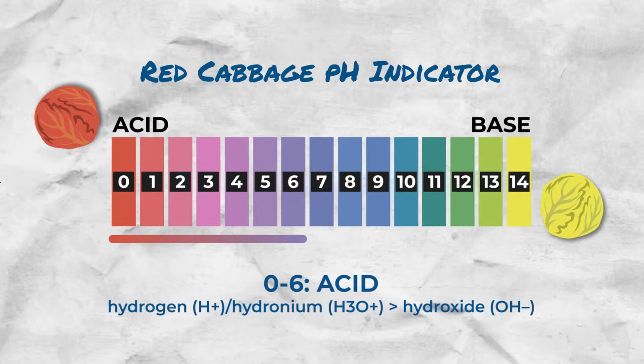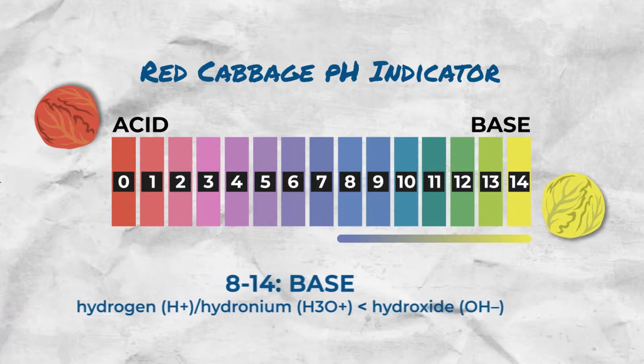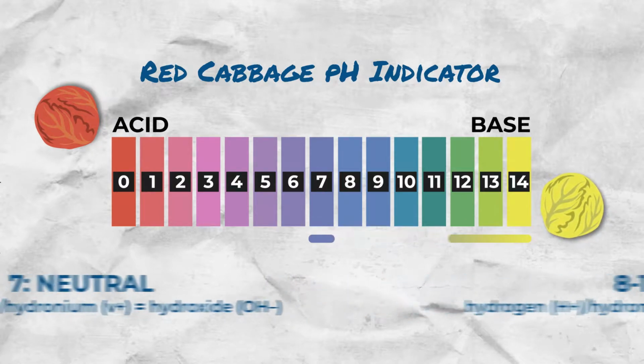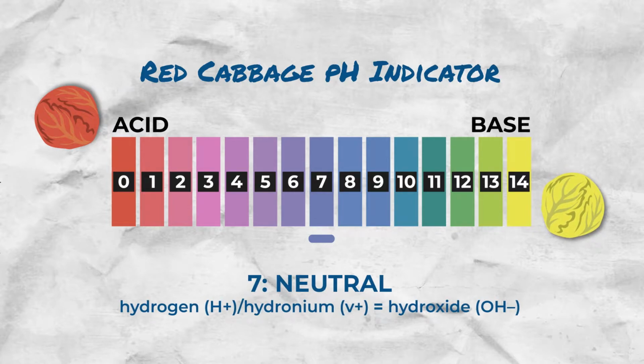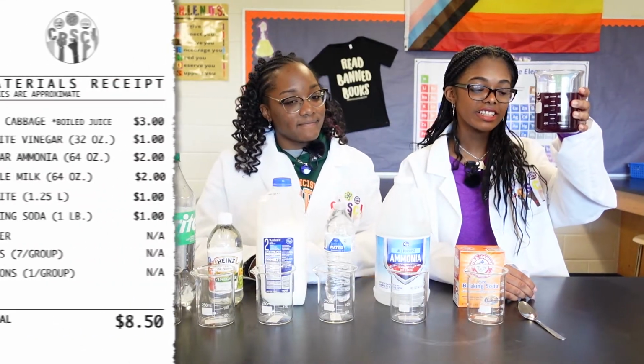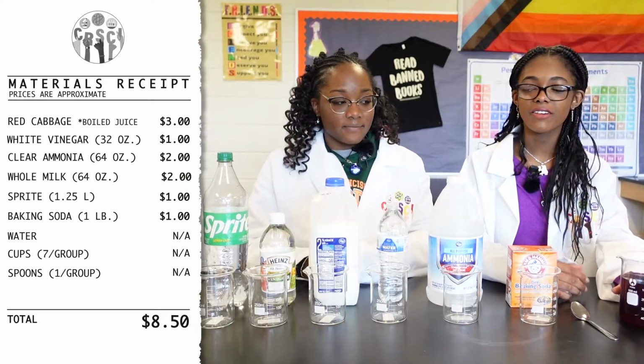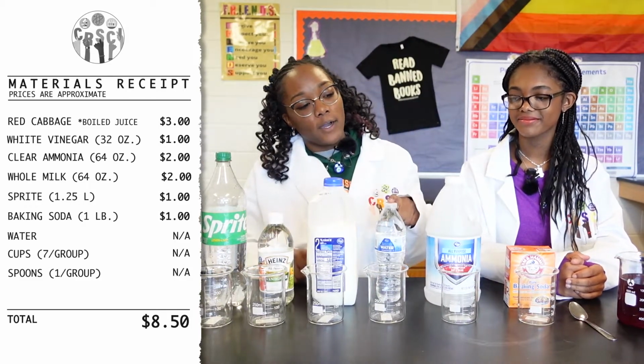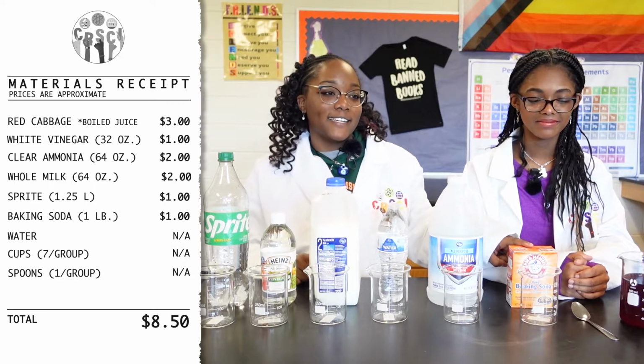0 through 6 is an acid, which means it has more hydronium. 8 through 14 is a base, which means it has less hydronium and more hydroxide. 7 is equal, which means that hydronium and hydroxide are equal, making them neutral. Today, we'll be using cabbage juice as our indicator to find out the pH level of these substances, which are Sprite, vinegar, milk, water, ammonia, and baking soda.